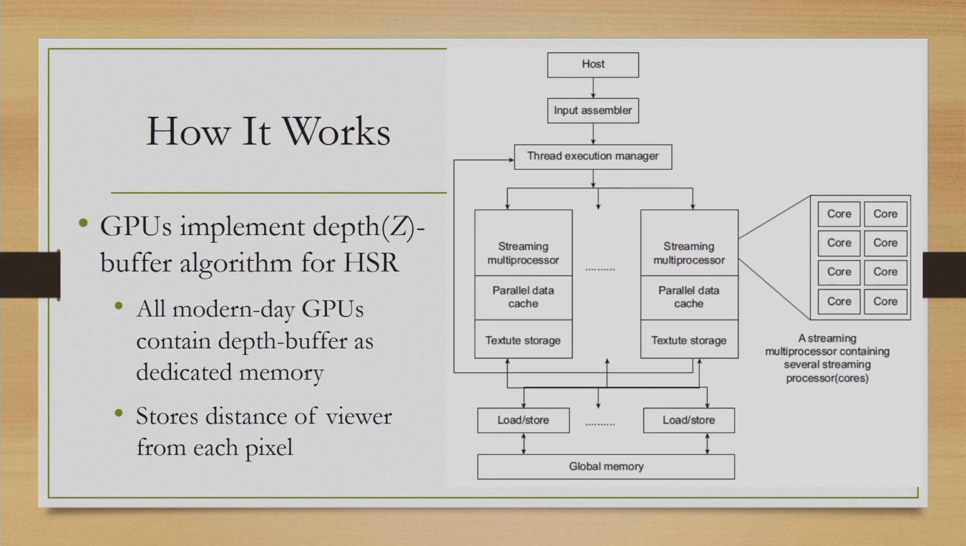Also, we discussed earlier during our discussion on hidden surface removal the idea of Z buffer algorithm or depth buffer algorithm. Now, that is implemented in GPUs, and for that also typically GPUs are equipped with specialized memory element or depth buffers, and it stores distance of viewer from each pixel. So, that is typically part of the GPU.